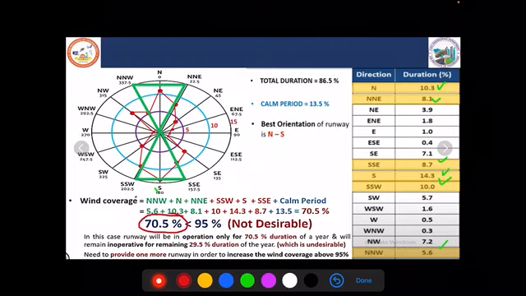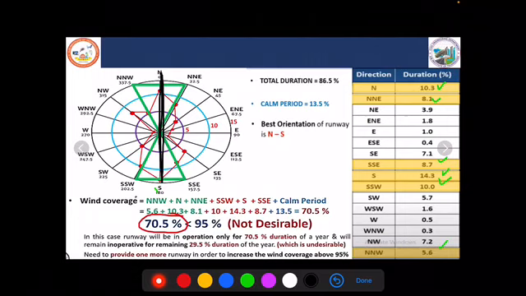70.5%. But the direction of the runway has to be selected in such a way that, as the ICAO stipulation says, the total wind coverage must be more than 95%. In this case, the wind coverage is 70.5%, which is less than 95%. Hence, locating the runway in the north-south direction alone is not desirable.